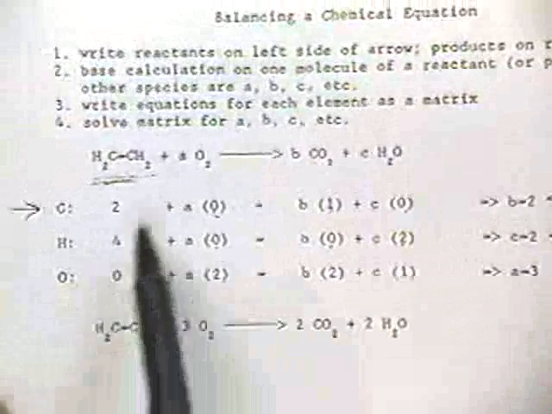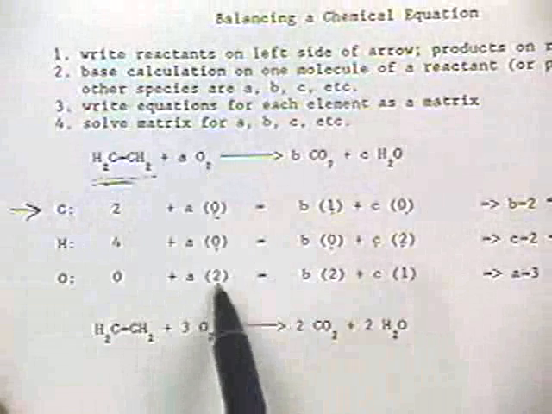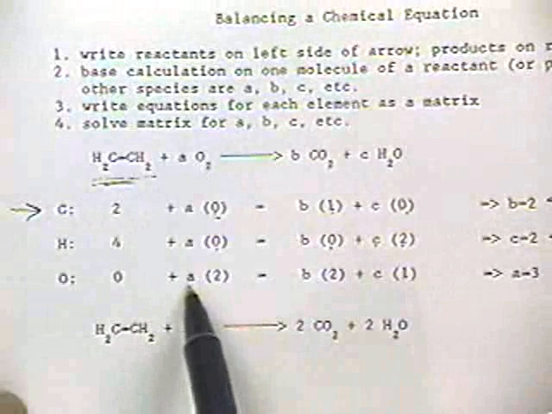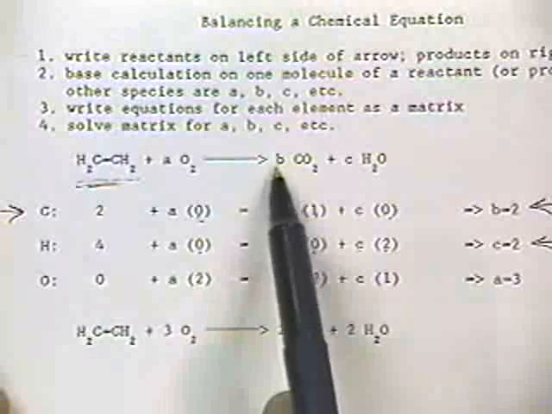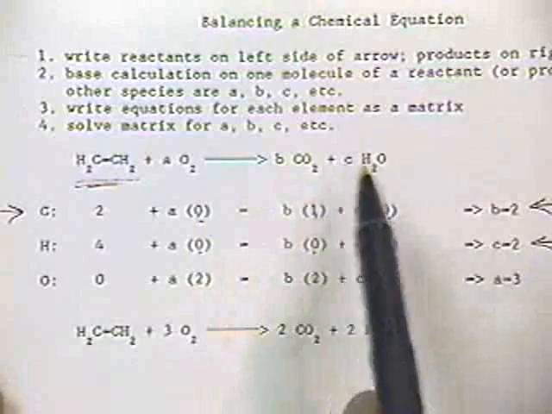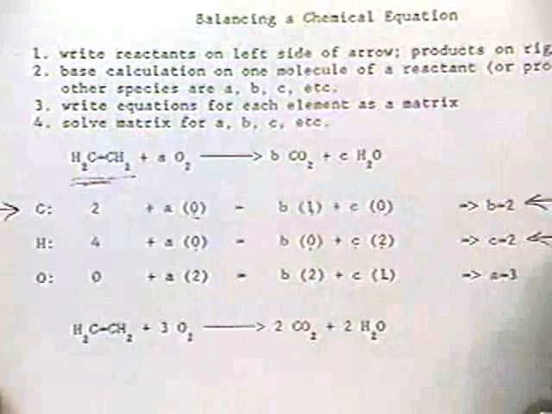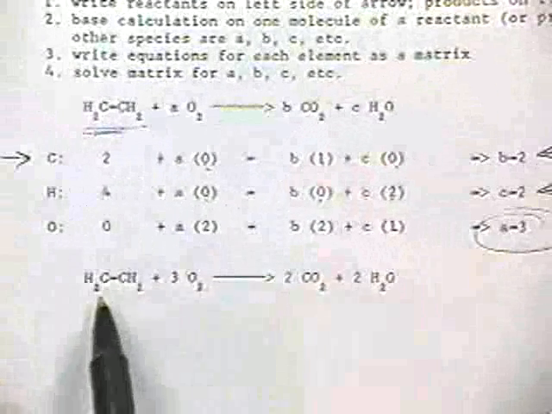Finally, let's do an oxygen balance. There isn't any oxygen here, but I have 2 oxygens in this species, and there are A of them. I have 2 oxygens in this species, and there are B of them. And I have 1 oxygen in this species, and there are C of them. Fortunately, I already know B and I already know C, so I can solve and find A. And so the balanced equation is shown here.